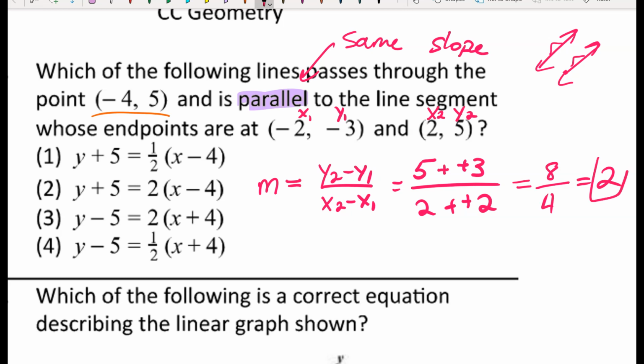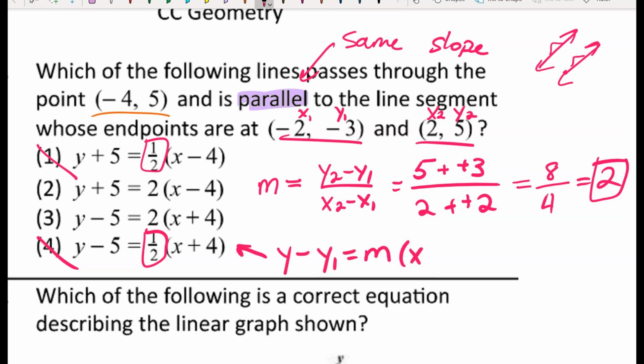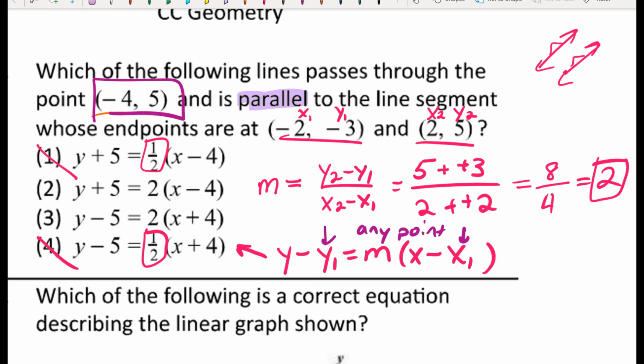So the line that I'm looking for needs to have a slope of 2 because it should have the same slope as the line that passes through those points. So that has a slope of 1/2 and that has a slope of 1/2, so I could rule those out. Remember, all of these equations are in point slope form that looks something like that. y minus y1 equals my slope times x minus x1, where y1 and x1 just represent the coordinates of any point on my line. And I know one good point that's definitely on my line because it says that my line should pass through -4, 5.